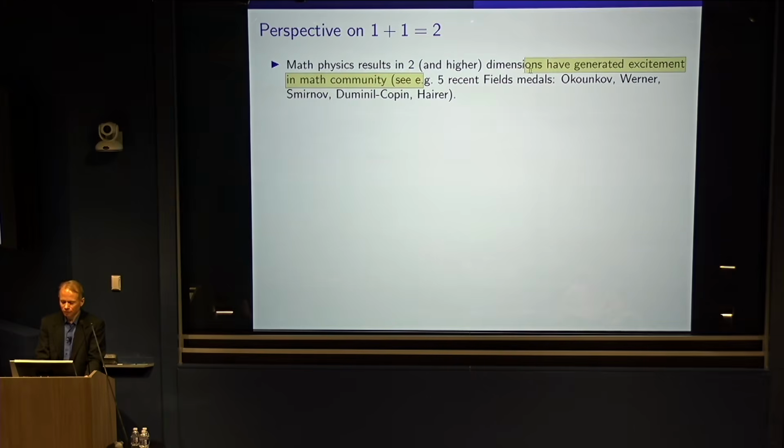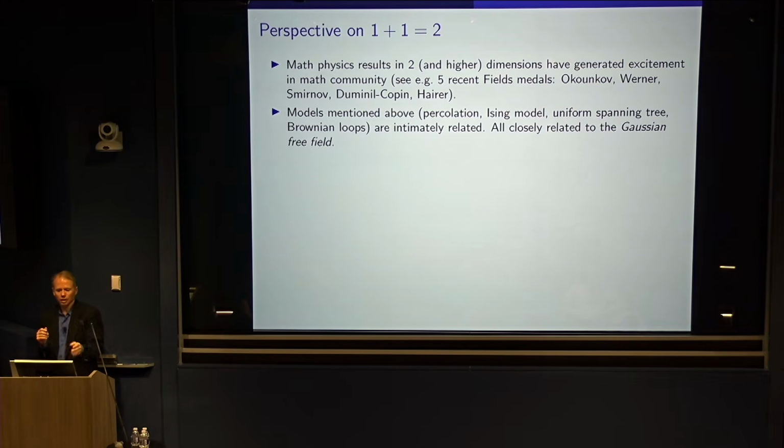There have been at least 5 recent Fields medals in probability. They have done mathematical physics results, often in dimension 2, some of them in higher dimensions. People have been very excited about these results.